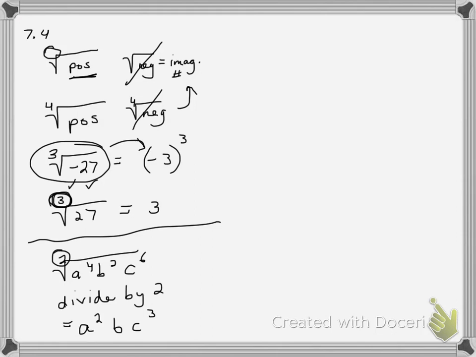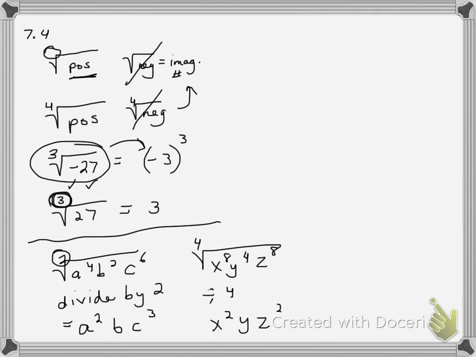If you have another one here, what if I had the 4th root of x to the 8th, y to the 4th, z to the 8th? I'm simply going to divide every exponent by 4. So I'd have x to the 8th divided by 4 is x squared, y to the 1st, or y, and z squared. I'm not looking for anything complicated here. I've already talked to you about signs. If you have a negative before the radical, that will mean a negative before the answer.